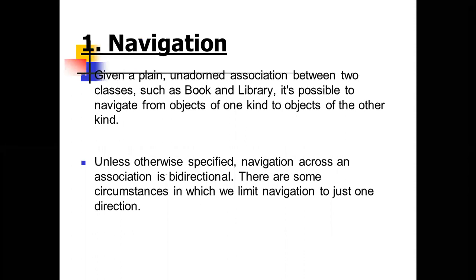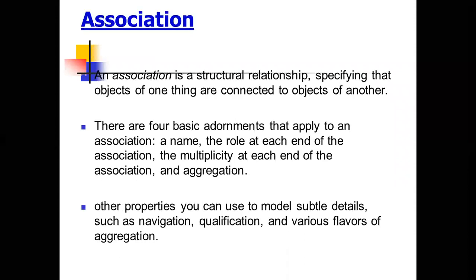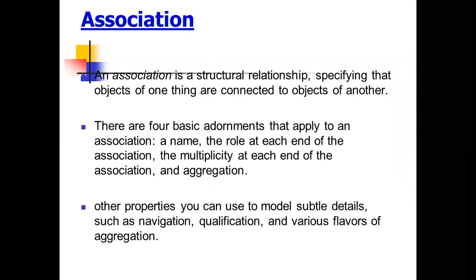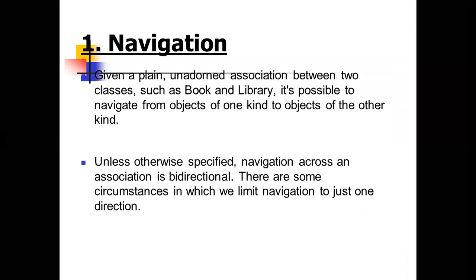Given a plain association between two classes, such as book and library, it's possible to navigate from objects of one kind to objects of another kind. So we are going to navigate from book to library. So these are some adornments, or some suitable properties, of that association.